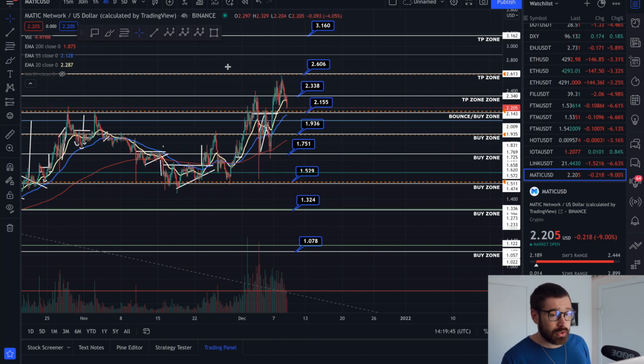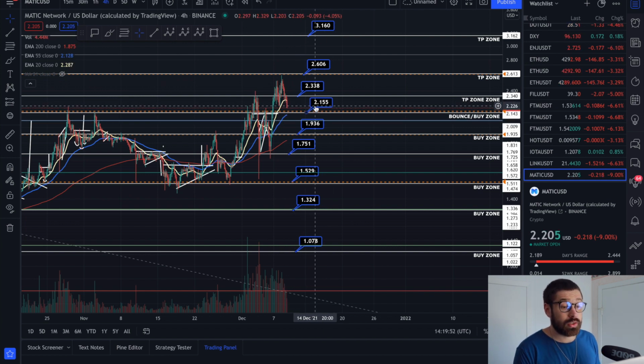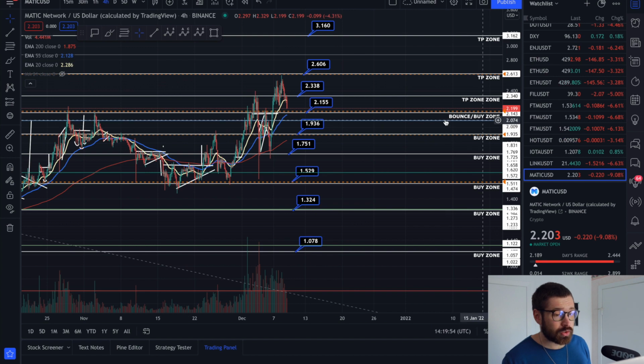All right, guys. So this is the 4-hour time frame. We're starting to break underneath the 20 EMA. So watch the 55 EMA, which lines up with 215, which is our bounce / buy zone. Let me quickly pull up the RSI.